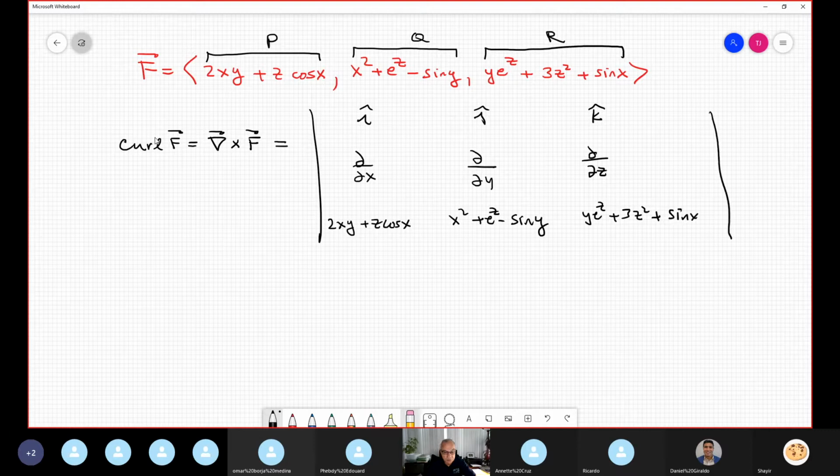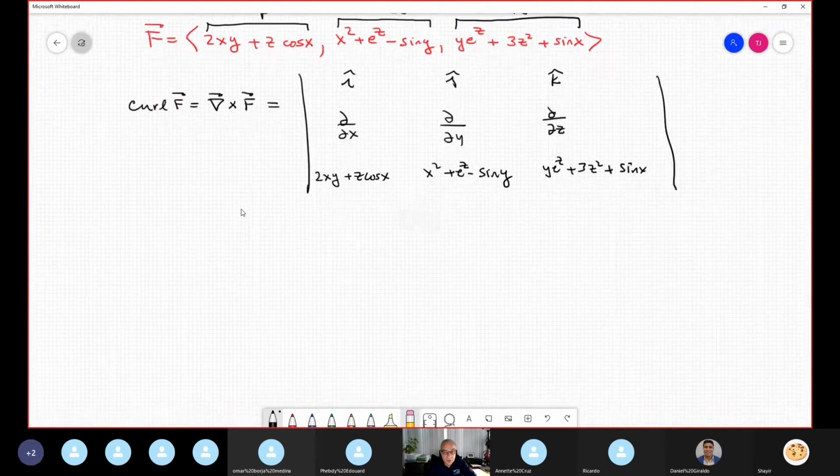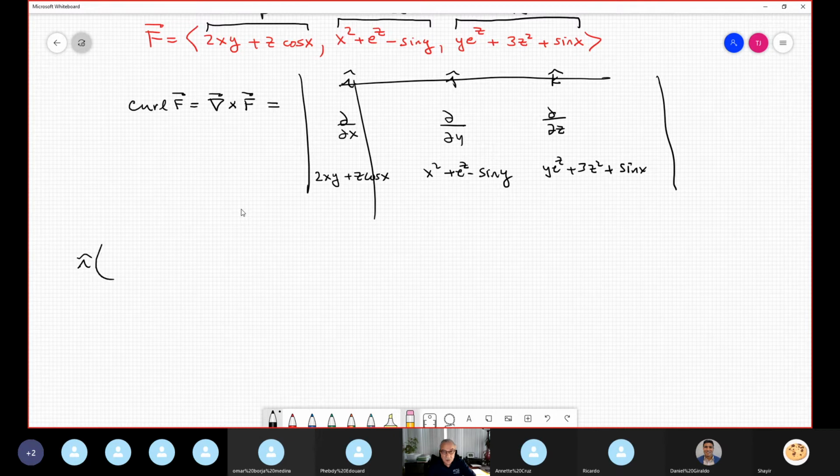Okay, let's do it component by component. For i, remember, you delete mentally this row and this column, and you focus on this determinant. This determinant, the i component, is the partial derivative with respect to y here, because the only one depending on y is this. This is e to the z.